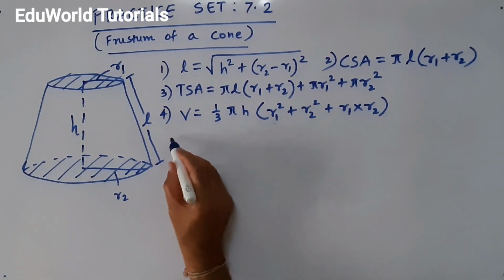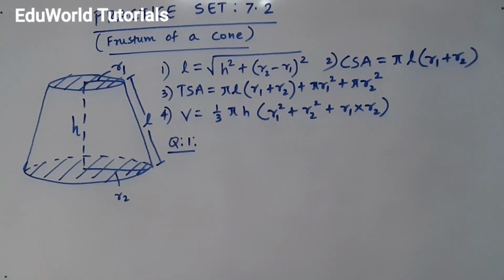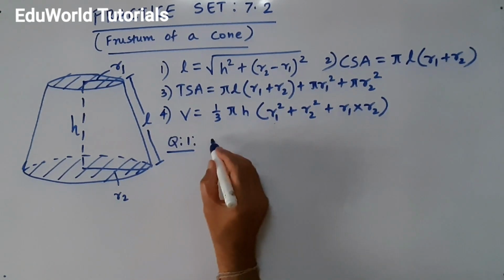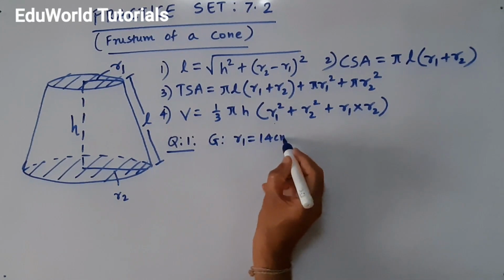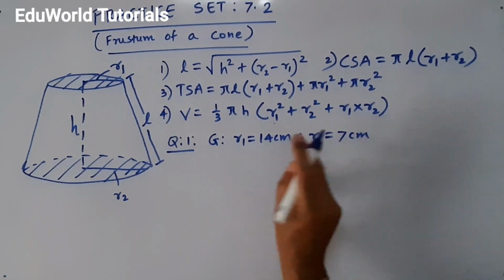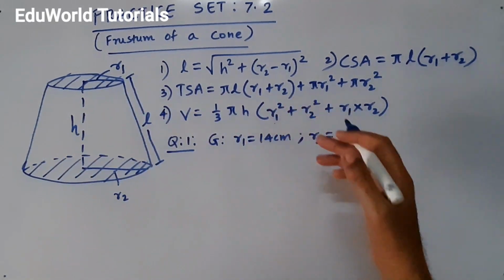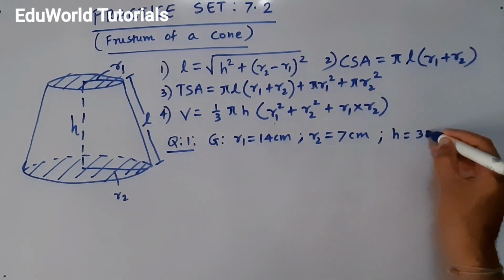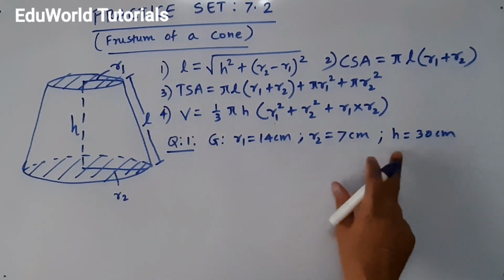Now I will read the first question of the exercise, practice set 7.2. The radii of the two circular ends of a frustum shaped bucket are 14 cm and 7 cm. So what is given to us? R1 is 14 cm. The other radius R2 is 7 cm. Do you understand, students? I have taken R1 as the bigger radius and R2 as the smaller radius, so accordingly there will be a change in the formula. And the height of the bucket is 30 cm. So height H is 30 cm. They have not used the word slant height. It is only height, so we take H equal to 30 cm.